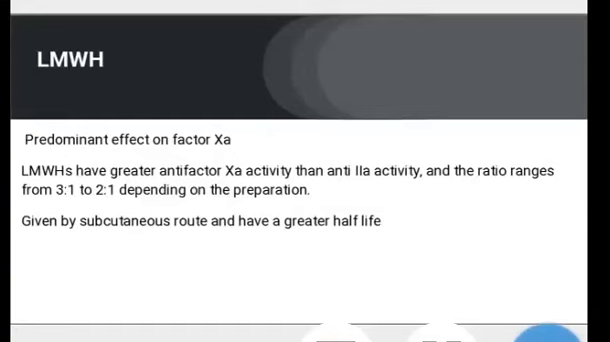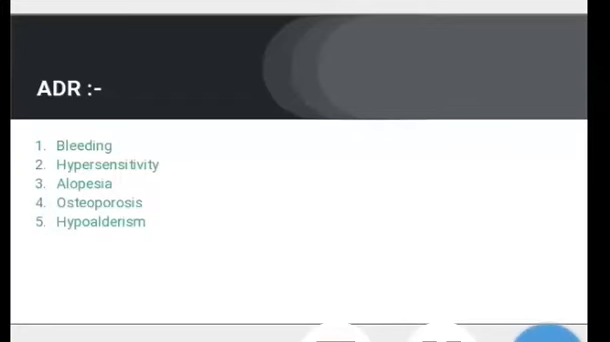In parenteral administration, it is only administered by subcutaneous or intravenous route. It should not be given by intramuscular route because there may be chances of hematoma, irritation or itching in the particular individual.